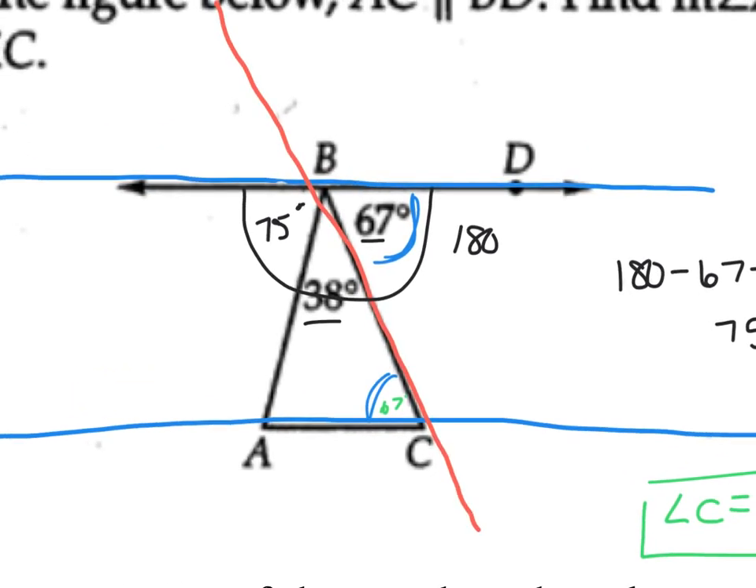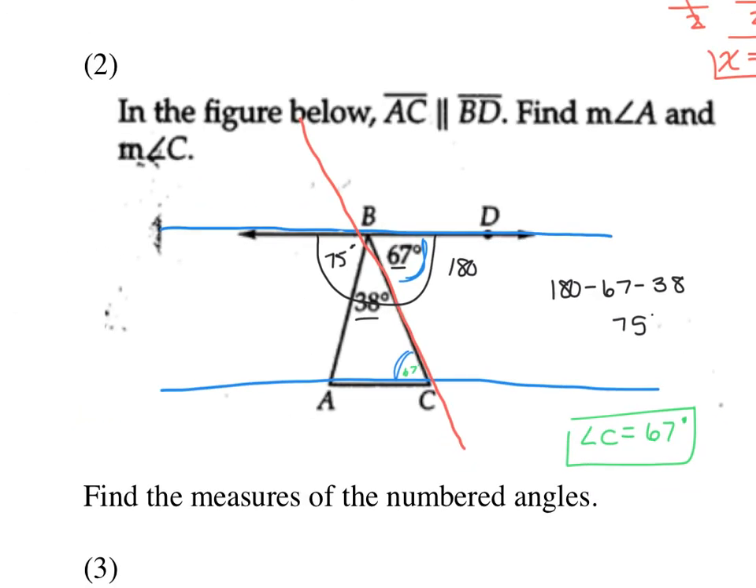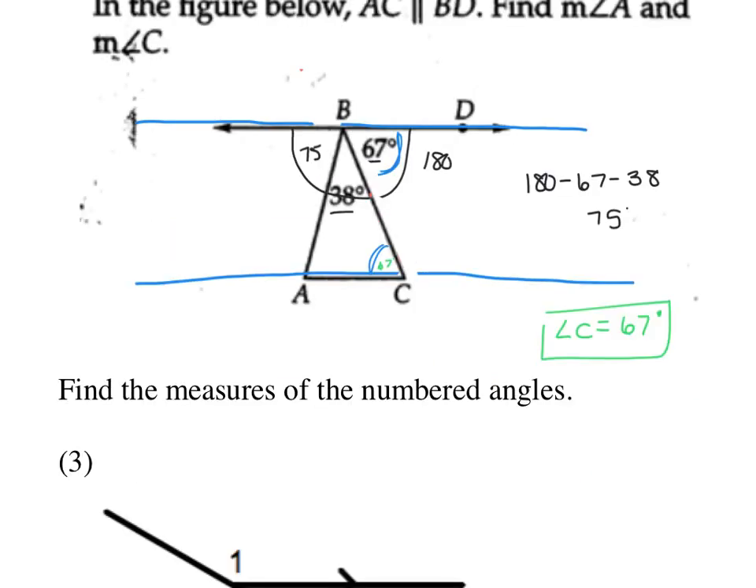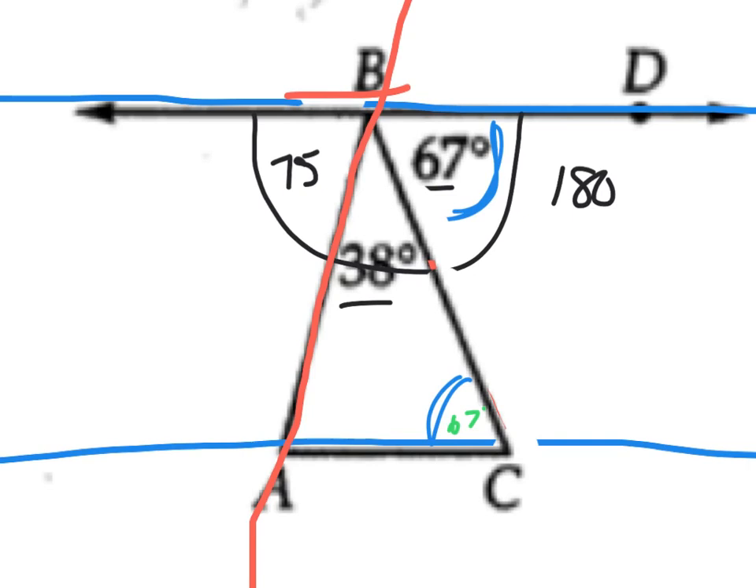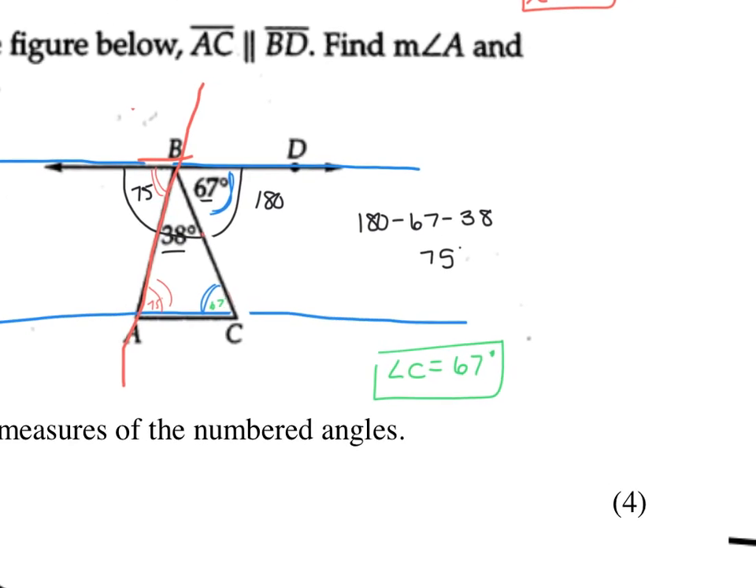And then if I wanted to, I can cheat. I'm going to erase my red line, or my red transversal. And now I'm going to extend my transversal at B. So let me make it red this time. And now if I look, I can say my 75 degree angle right here is alternate interior to this angle. So I have a 75 degree angle at angle A. So angle A is 75 degrees.